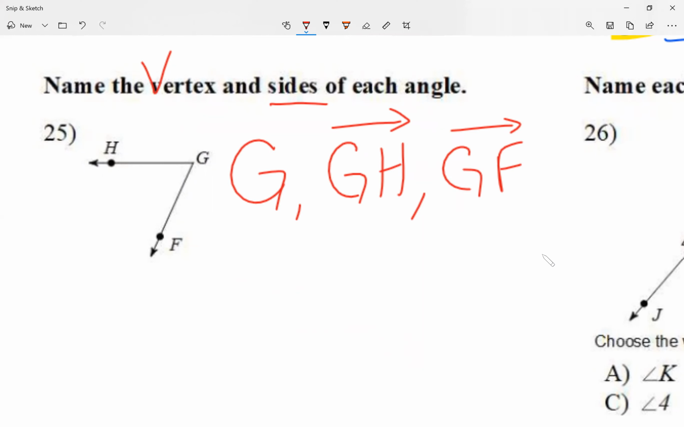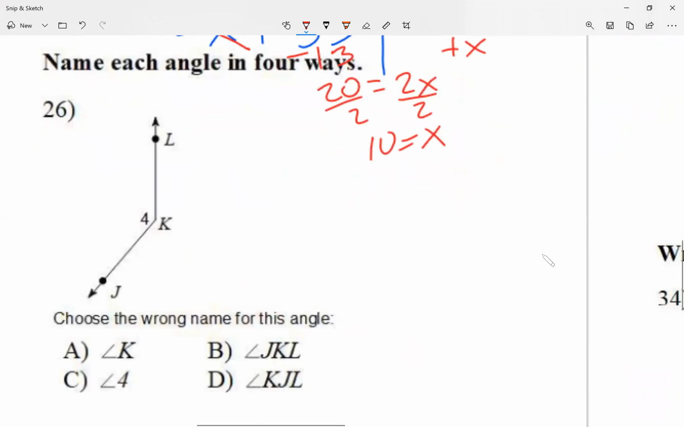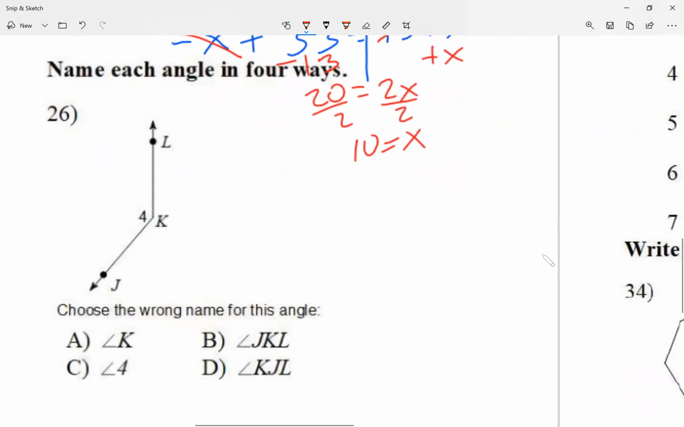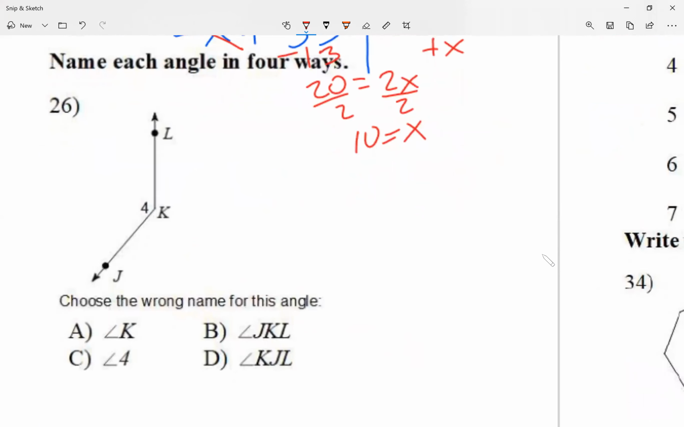The way you guys are going to see it in your homework, something like this. Name each angle in 4 ways. So we're going to look at this in 4 ways as well. One way I can label this angle, I can just call it angle K. Well, I could also call it angle 4. That number there is the name. So I found 2 ways.